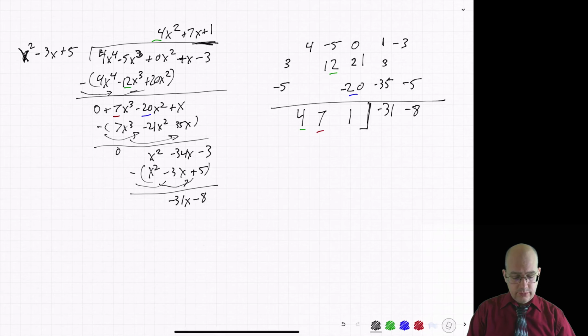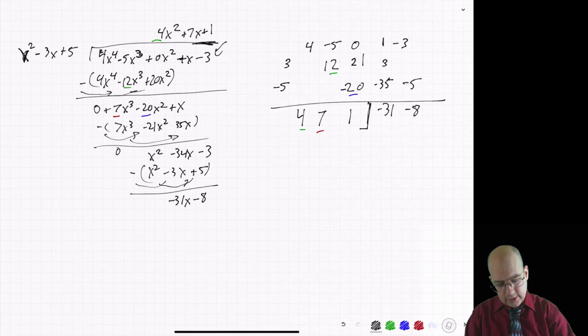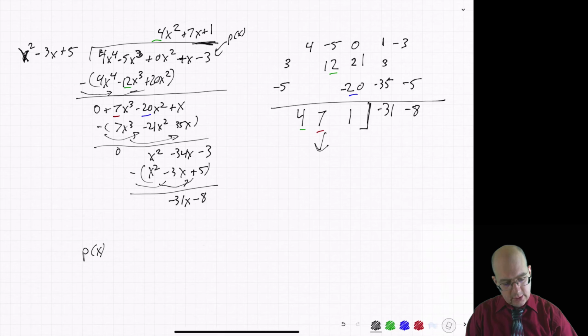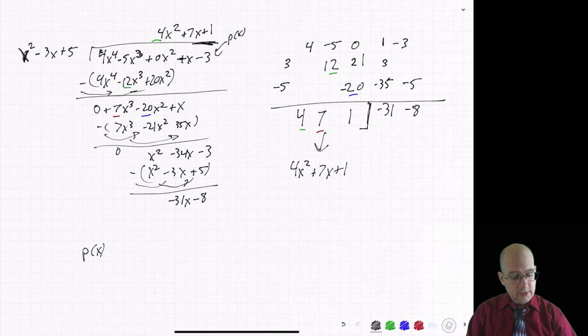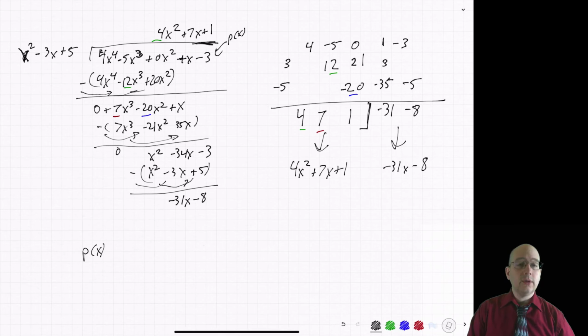So, right, so what does all this mean? This means that if I call that p of x, so there's 3 terms, 4, 7, and 1, and include zeros if there's zeros. And so its degree is 2. 4x squared plus 7x plus 1. That's what's on top of the long division thing, right? And this thing is minus 31x minus 8. So the remainder is now a linear factor. That's just how it goes.